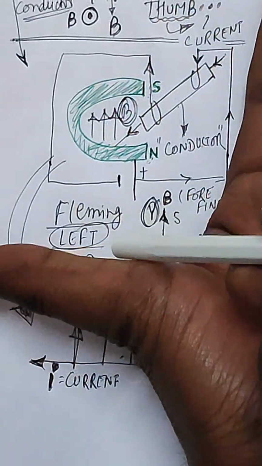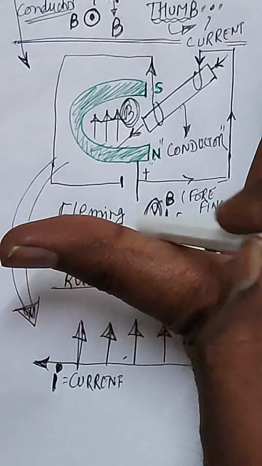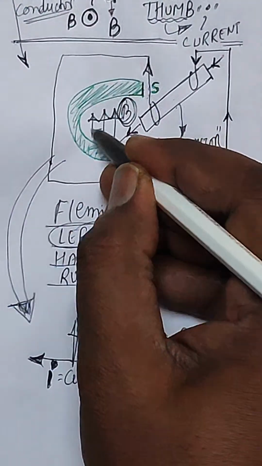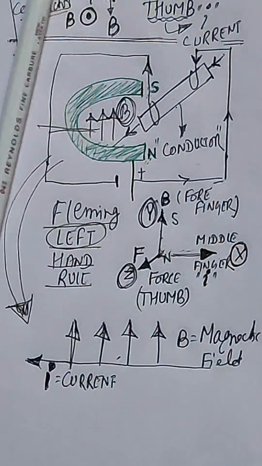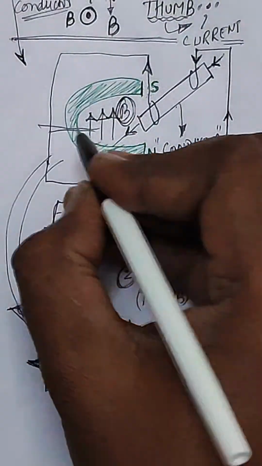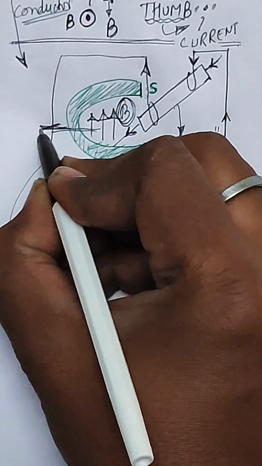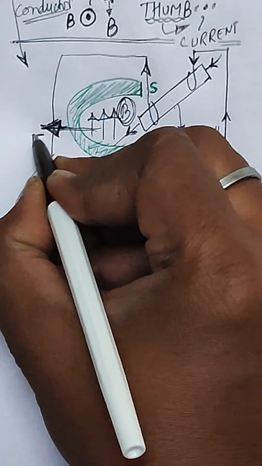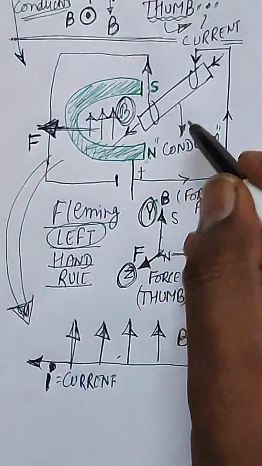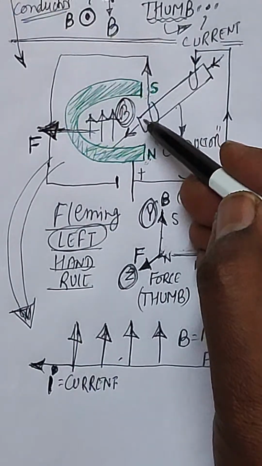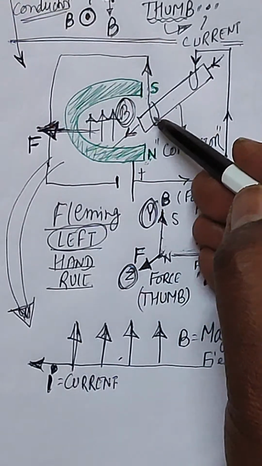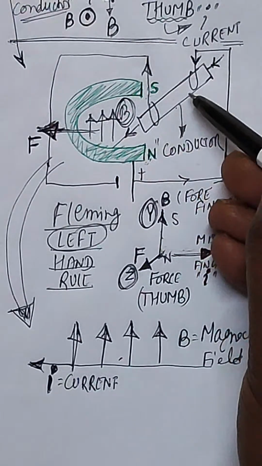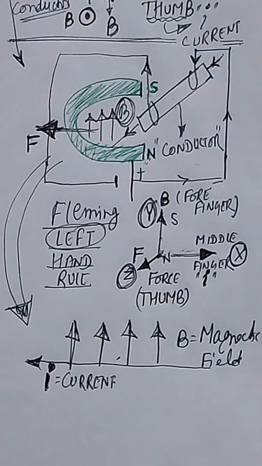Then what will be the direction of force? This one, the thumb. The thumb is pointing towards the left here. So you can see this will be the direction of force observed on the conductor. That's why this conductor is shifted towards the left. This conductor will be shifting towards the left, right?